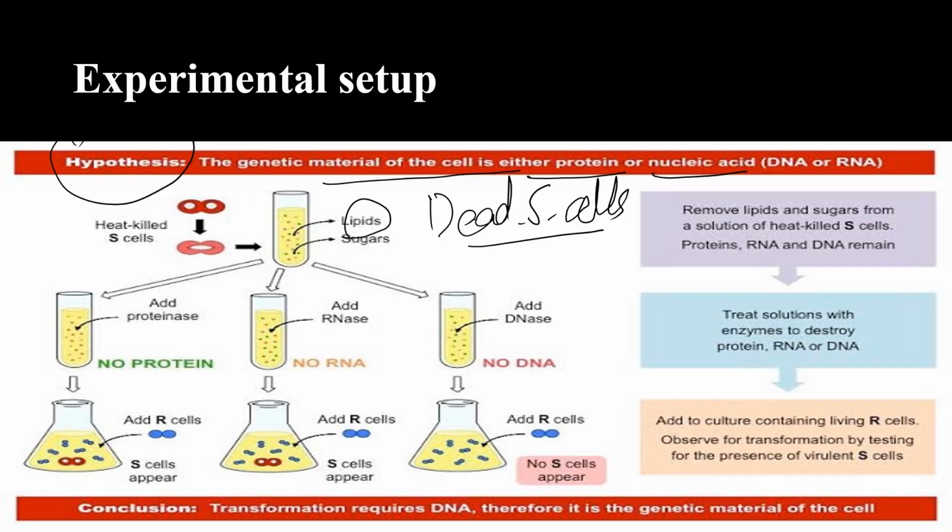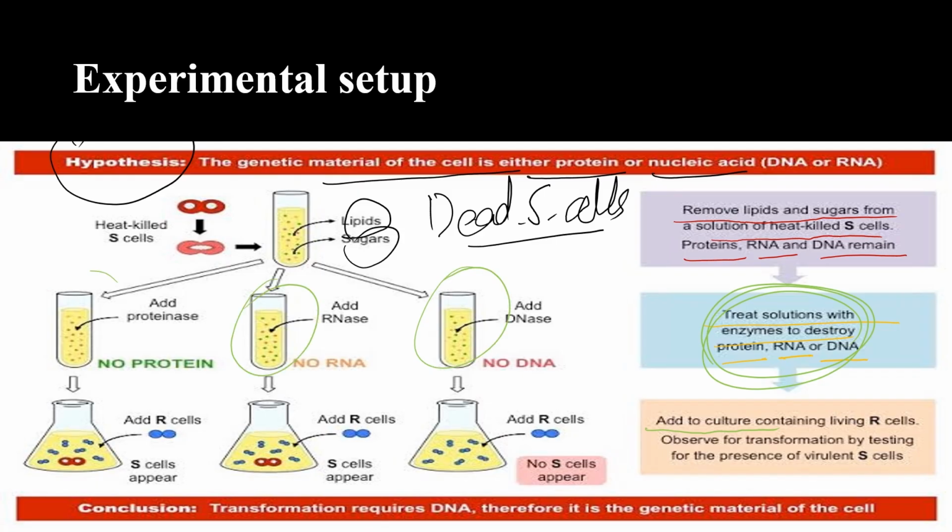So they removed lipids and sugar because they wanted to test whether protein, DNA, or RNA is the genetic information carrier. This is the first step, in which they remove lipids and sugars from the solution of heat-killed cells, and proteins, RNA, and DNA remain in the solution. In the second step, they treat the solution with enzymes to destroy protein, RNA, or DNA. And in the third step, they added these test tubes into a culture containing living R cells and observed for transformation by testing for the presence of virulent S cells.